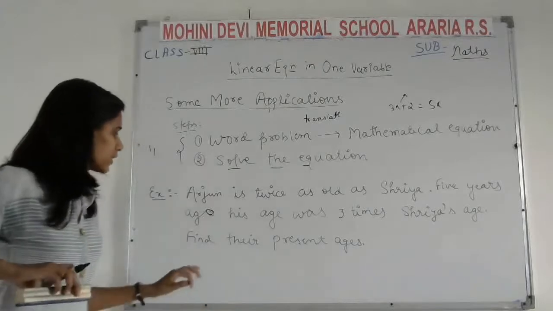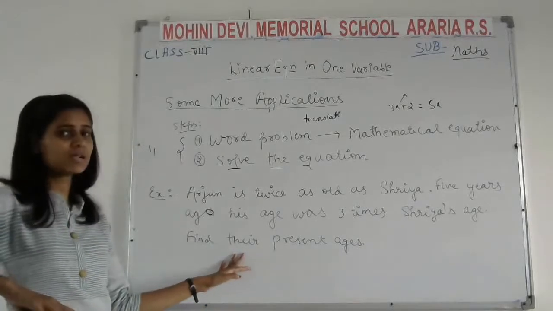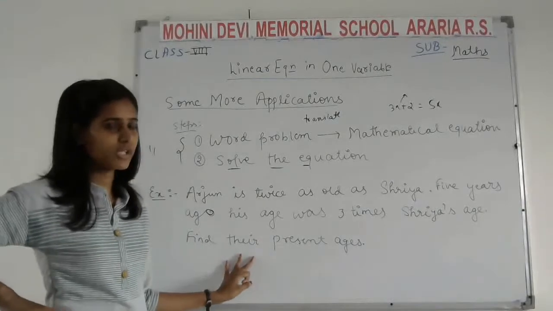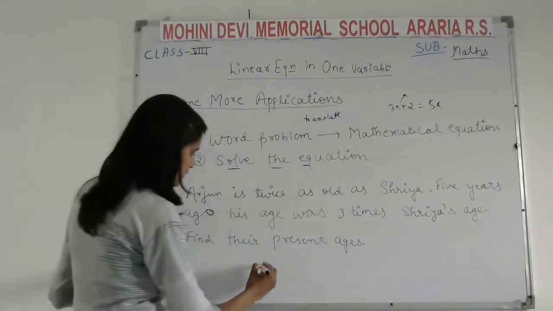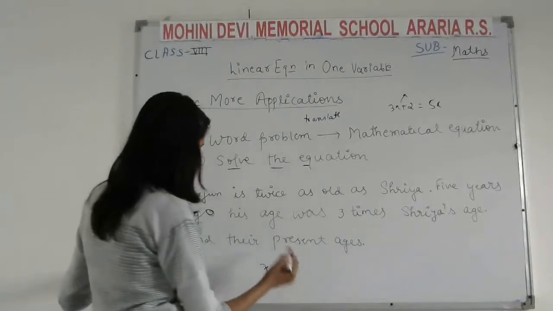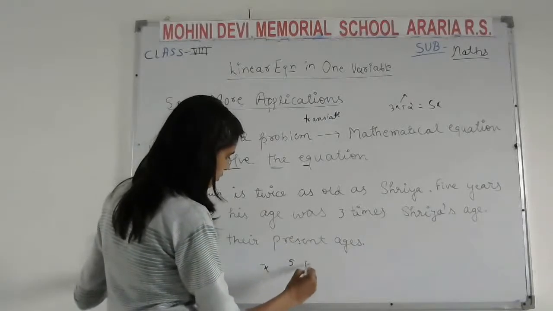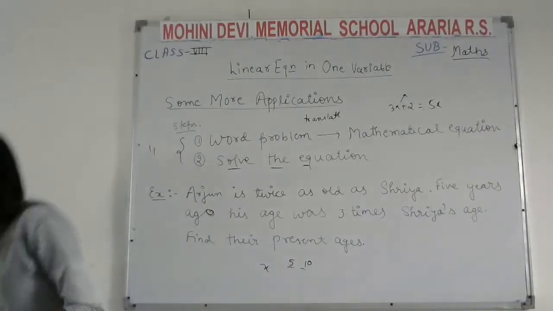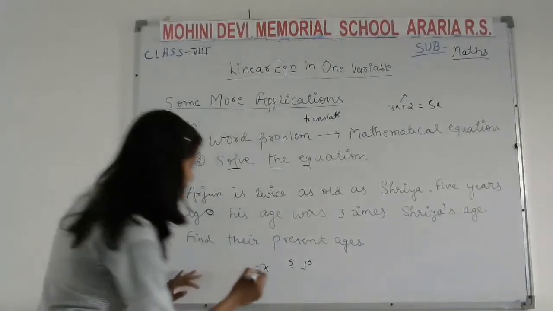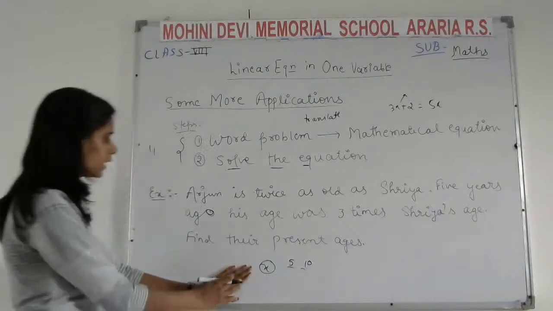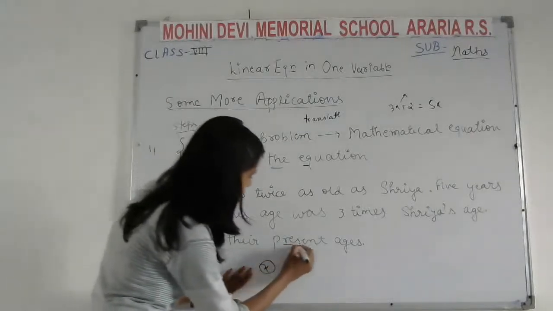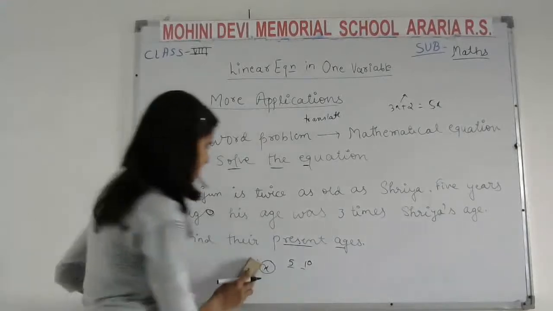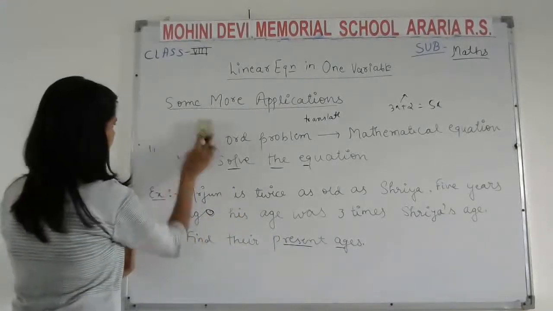Anything that you have to find in the question, you will consider as a variable x, a variable whose value can be changed. We are not going to consider that Shriya is 5 years old or 10 years old, because that is a constant. Its value can be changed. So first, suppose the variable: present age, I consider it as x.